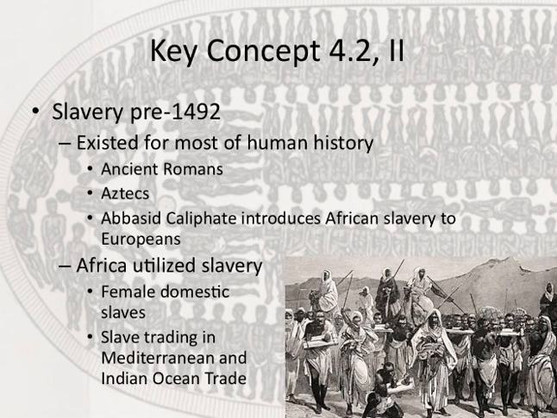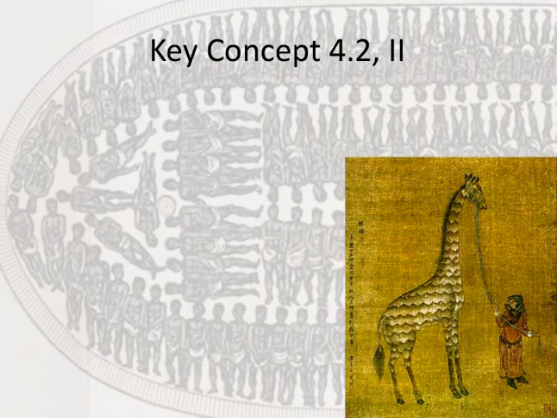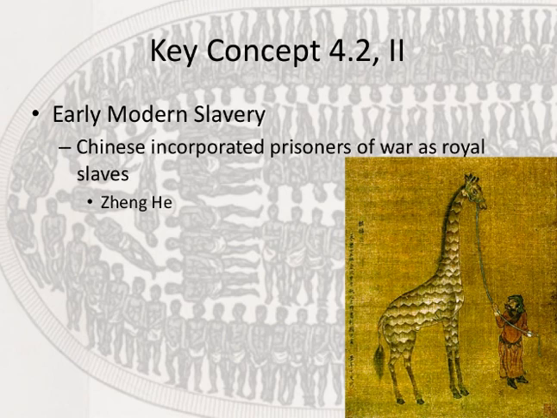Okay, Africa also utilized slavery. The most common form was female domestic slaves. However, slave trading was something that did occur in the Mediterranean and Indian Ocean, and Africans trading other Africans. However, during the early modern period, slavery is going to take on a whole new look. And before we get to African slavery, let's talk about the less known and less cliche versions of slavery.